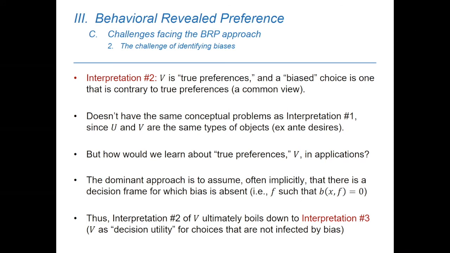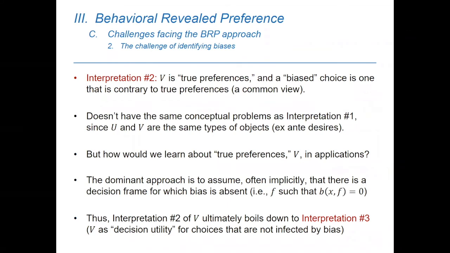The question is, how would we learn about the individual's true preferences, this V function, in applications? The dominant approach is to assume, often implicitly, that there's a decision frame for which bias is absent, a frame F for which the utility functions U and V actually coincide, at least ordinally. And therefore, this second interpretation of V ultimately boils down to interpretation number 3, which is that V is a form of decision utility for choices that are not infected by bias. And that's really the right way to think about it.